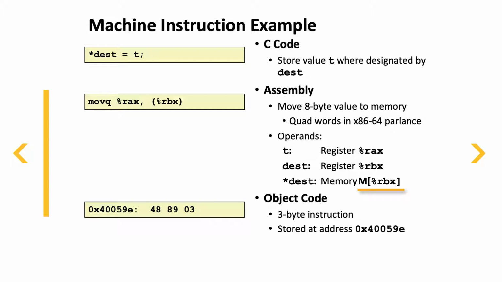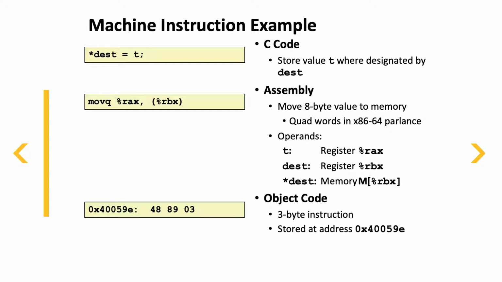All right, so RBX ends up being a pointer, right? That's our dest, a pointer. That's what we're treating it as. That's what this asterisk means. RBX with those parentheses means put this out into memory at the location that I'm giving you within the parentheses, and the location we're sending it to is what's stored in RBX. Now, the object code is just this 3-byte instruction.